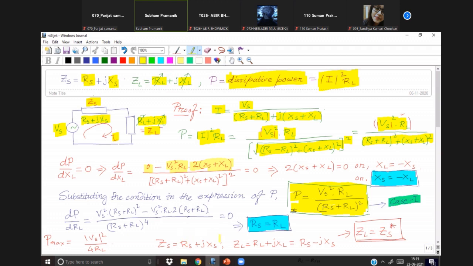So if I write ZL, which is RL plus jXL, instead of RL we can write RS, and instead of XL we can write minus XL. So jXL becomes minus jXL, whereas ZS was RS plus jXS. So naturally ZL must be the complex conjugate of ZS. This is what the statement says.